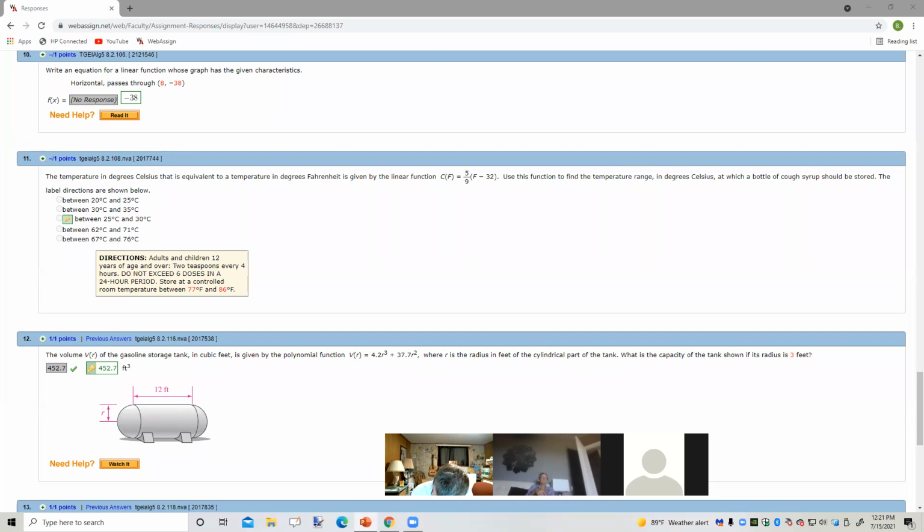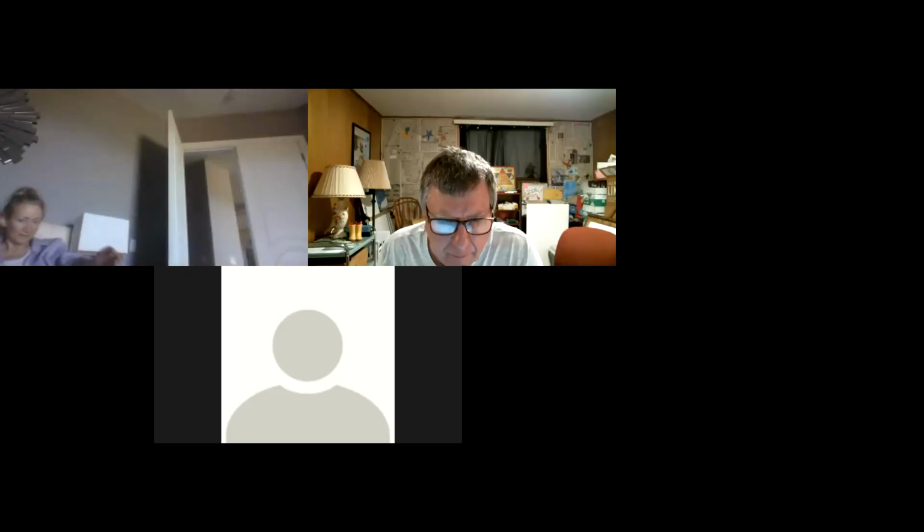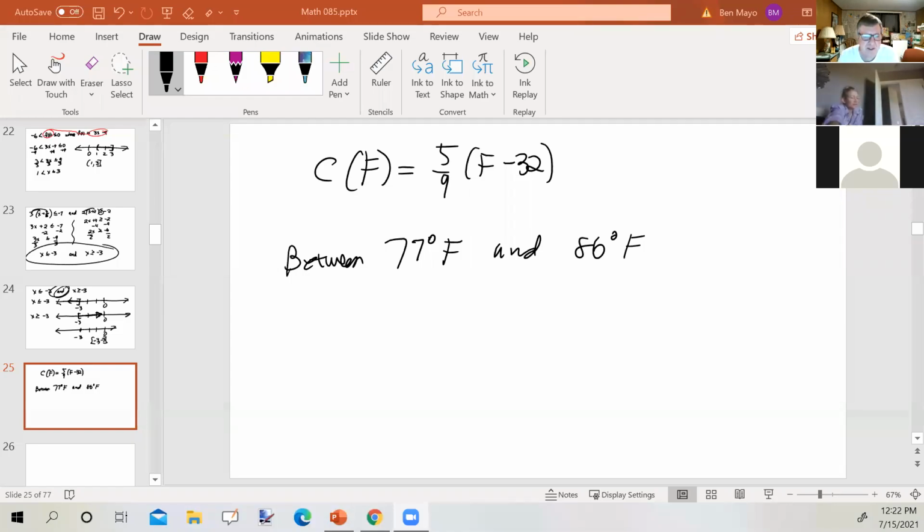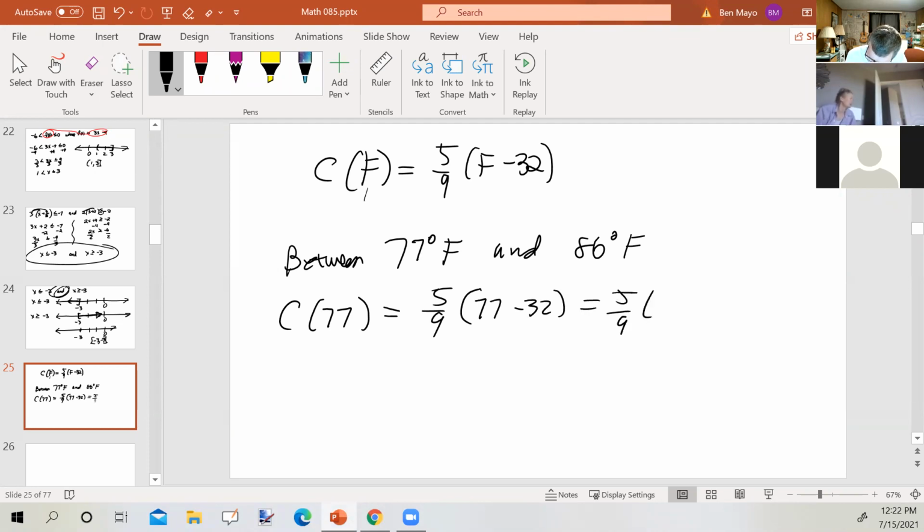And 86 degrees Fahrenheit. Okay. So now what we're going to do is go to the whiteboard screen. I need to figure out what 77 degrees Fahrenheit is in Celsius and what 86 degrees Fahrenheit is in Celsius. So I'm going to find C of 77. Okay, going to put the Fahrenheit temperature in for F, which is 5/9 times 77 minus 32. Okay, which is 5/9 times, let's see, 77 minus 32 would be what, 45? And 45 over 9 reduces to 5 over 1, so that's 25 degrees Celsius. So 77 degrees Fahrenheit equals 25 degrees Celsius.